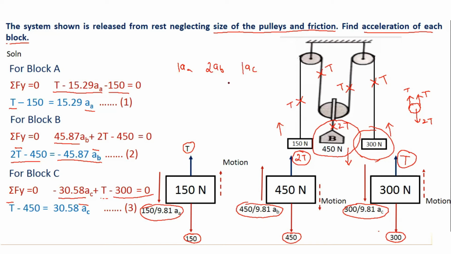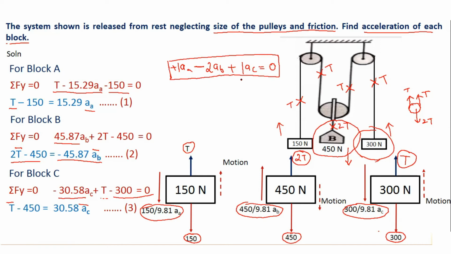Next step, see here, the block is moving upside and also the direction of tension is upside. Both the directions are same, hence it will be positive. Here also the direction of 2T is upside but motion is downside. So as motion and direction of force are different, it will be a negative sign. Then in this case, both the direction of force and motion are same, hence it will be plus, and all this should be equal to 0.